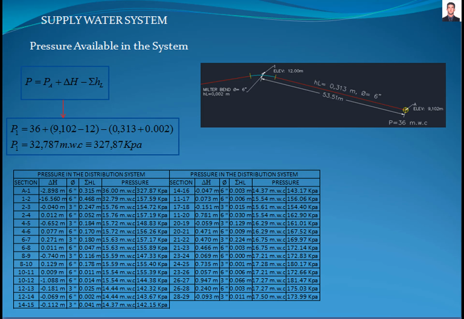The pressure at any point of the distribution system is calculated with this equation, where P1 is the pressure in the first point of the section analyzed, in meters of water columns. Delta H is the differential elevation between the 2 points analyzed, and HL summation is the losses of the section analyzed. For example, for the section A-1, the pressure at the point 1 is 327.87 kilopascal. In this table are the pressure available at any point of the distribution system.